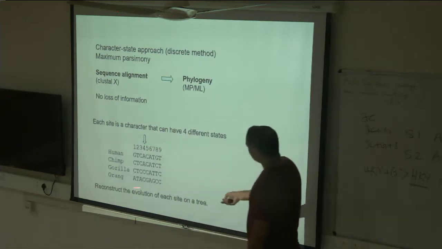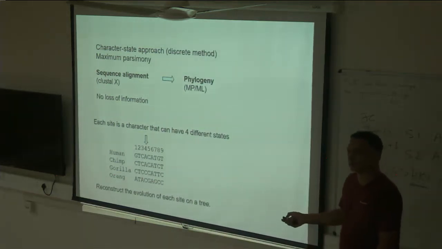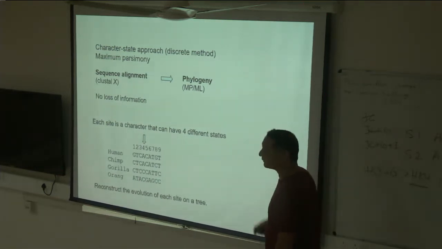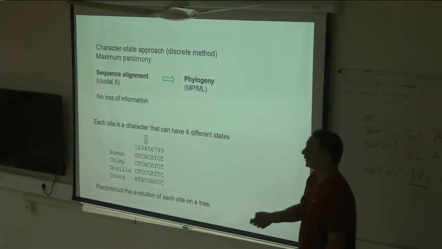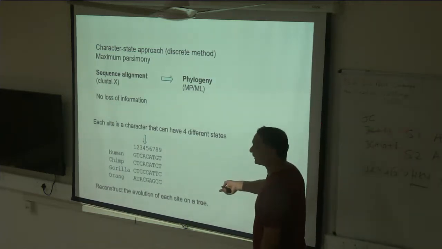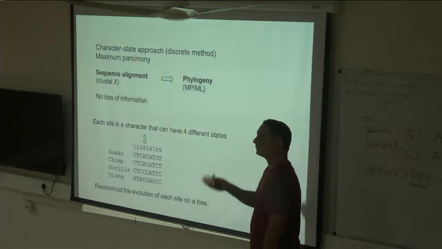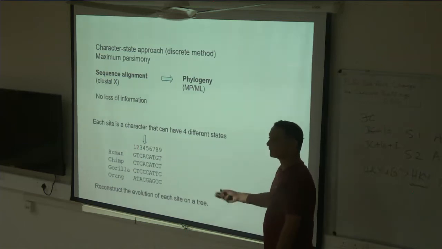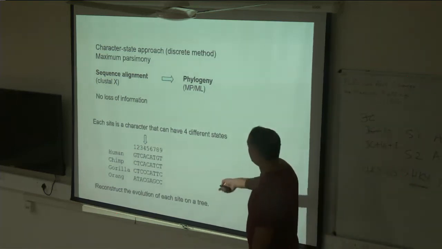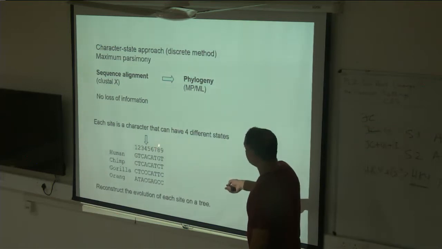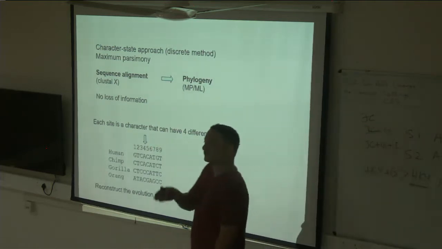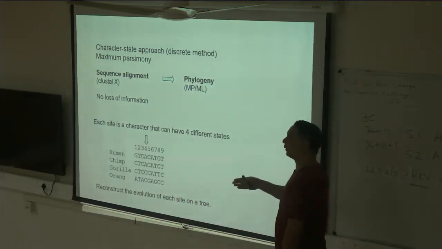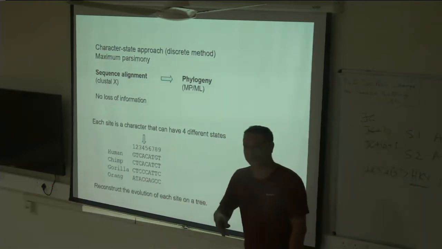Right? So again, we go back to this alignment that we've been looking at. And remember, each column in this alignment is a character. There are 9 characters here, and each character has multiple states. So this is DNA data, so it has 4 states. And in character state approach, we are treating each character independently while evaluating the tree.